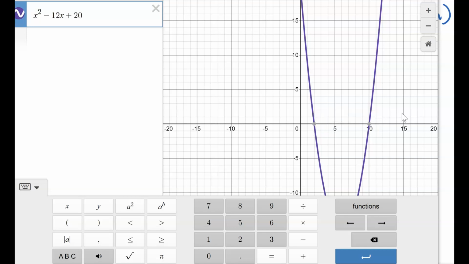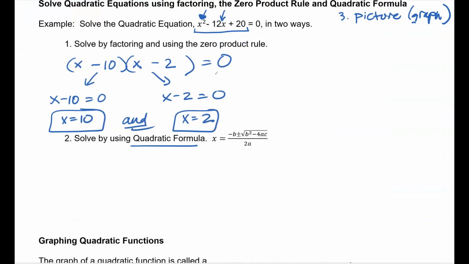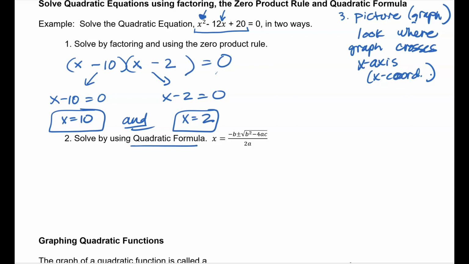So that's a really quick way to solve these. So I would definitely use Desmos when you're doing your homework. So picture, you're going to look where the graph crosses the x-axis. And you're going to look at the x coordinates of those points. The y's will always be zeros.